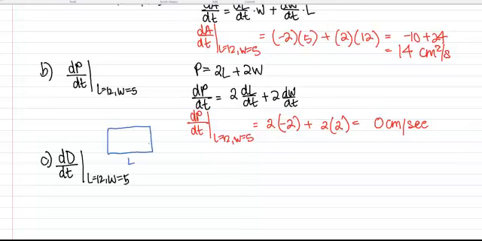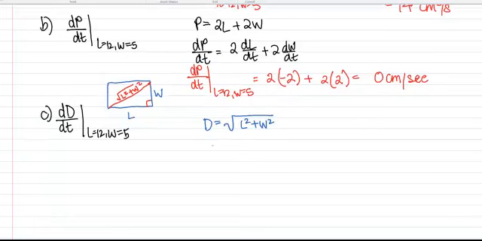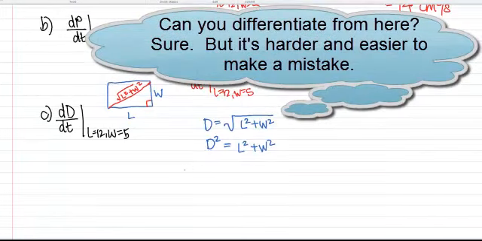Okay, so we need the diagonal in this diagram. And the diagonal is going to be the hypotenuse of this right triangle, so the square root of L squared plus W squared. So the diagonal was the square root of L squared plus W squared. Now I don't really feel like taking the derivative with that radical there, so I'm going to do something different. I'm going to square both sides and then take the derivative implicitly.